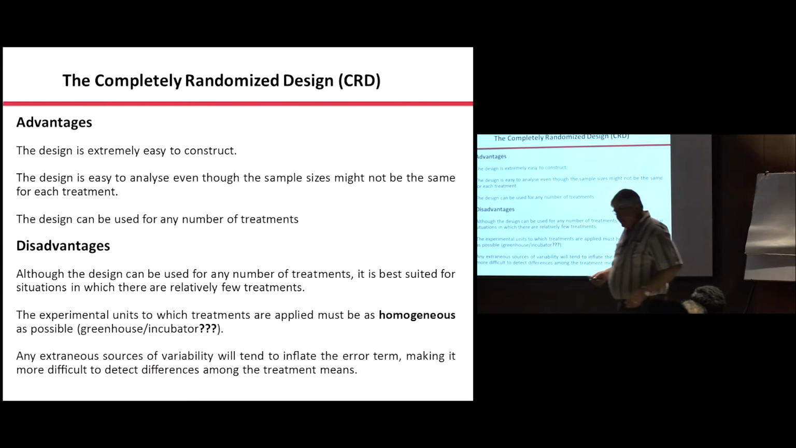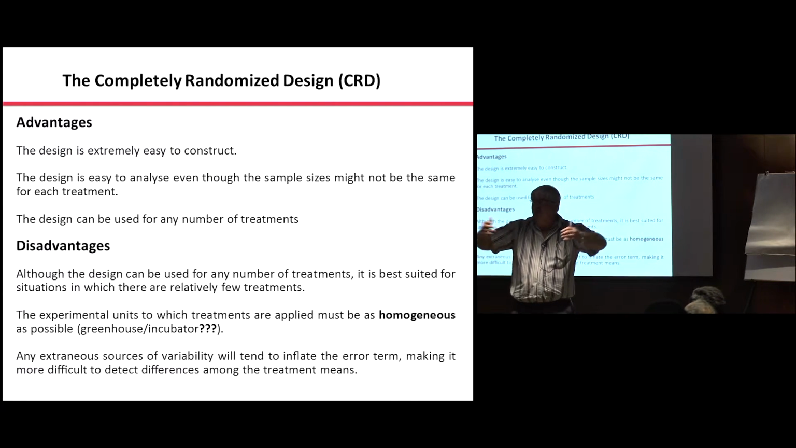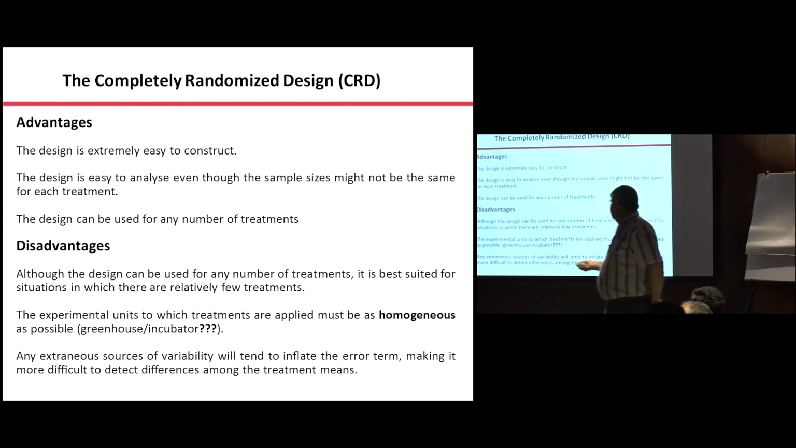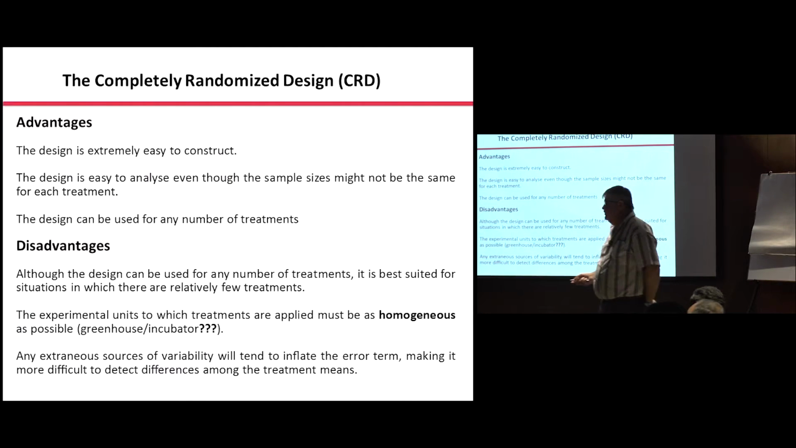And the reason I say that is the more treatments you have, the more space you're going to use and the more chance there is of spatial variation. So you want to keep it relatively simple. The experimental units to which the treatments are applied must be as homogeneous as possible, and therefore it's probably more ideal for a greenhouse or incubator.